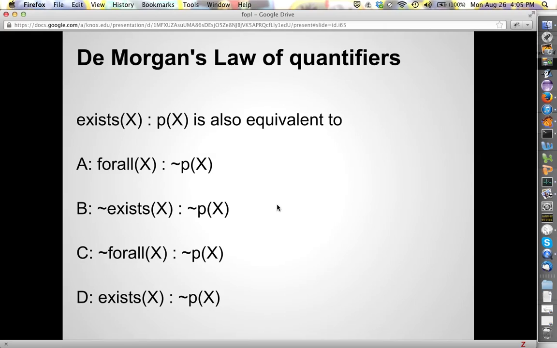Okay, cool. Have you done that? Fantastic. So did you come up with this one? If we know that there exists an x such that p of x, this is the same as saying it's not the case that for all x, not p of x. In other words, it can't be that for all x, none of them are p of x, because we know there exists at least one x such that p of x.